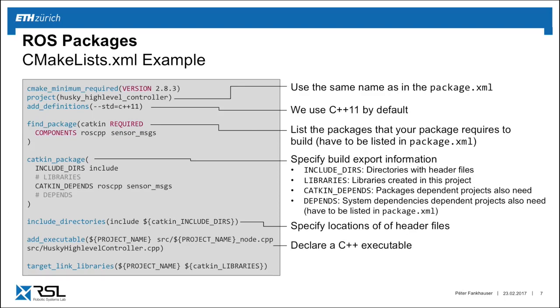In this case, we build one executable, and this one you add here with add executable. We reuse here the project name, which is actually exactly the same name from up here, as a variable. And then importantly, we add 2 CPP files. Essentially all the CPP files that we have in this example project. So one is the Husky high-level controller node CPP, and the class here defined at Husky high-level controller CPP.